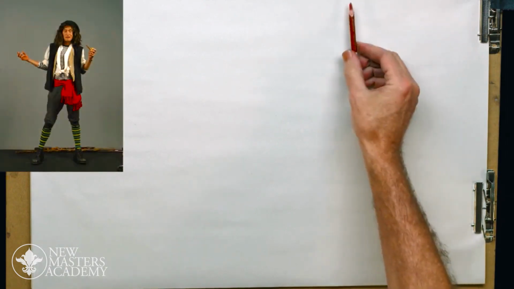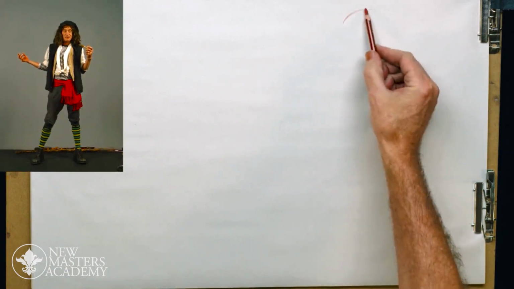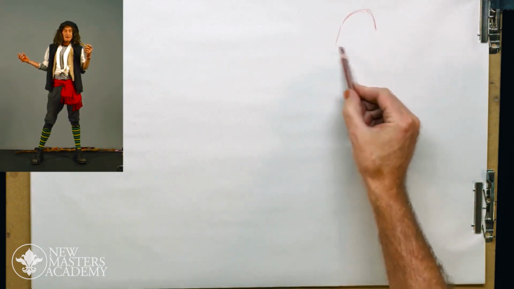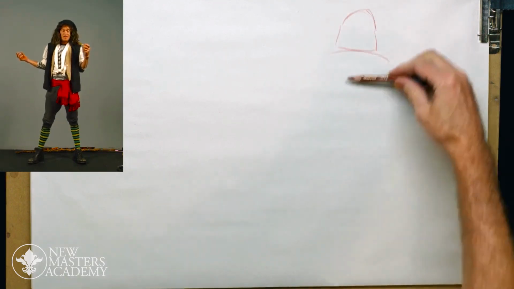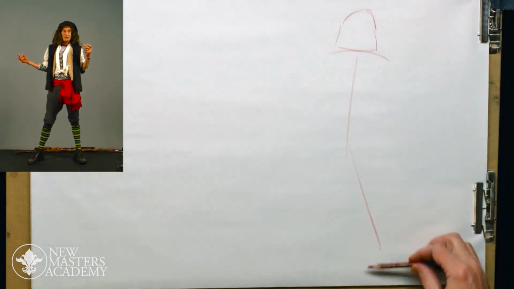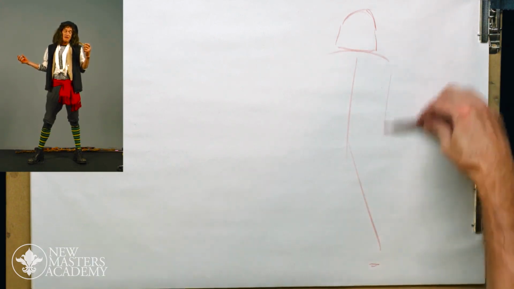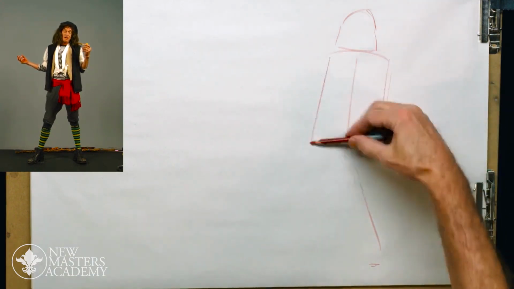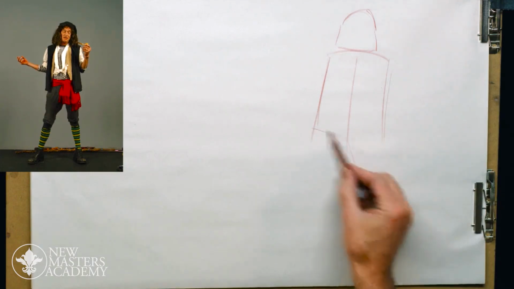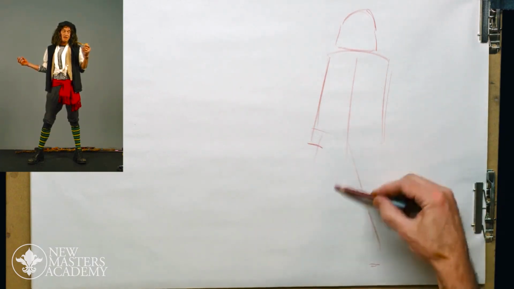Okay, so what I want you to do is break down what we have as a costume here. And I'm going to get a general, big shape first.